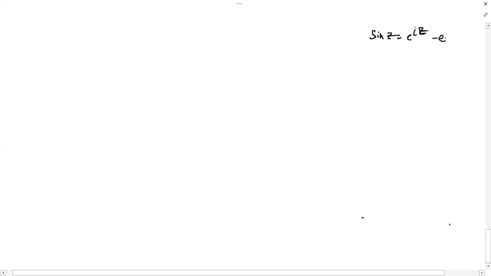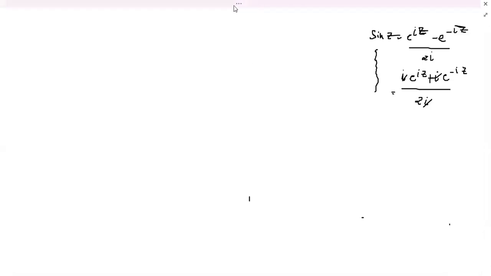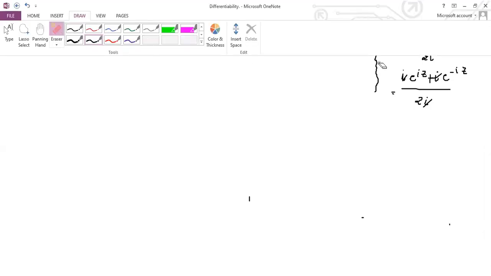Sin z is simply e raised to power iota z minus e raised to power minus iota z, divided by 2 iota. If you differentiate it, what you'll get is iota e raised to power iota z minus iota, so this will become plus, e raised to power minus iota z, upon 2 iota. You cancel this iota out. What is it? It is cos z. So I'm just giving you examples that the formulas remain the same.